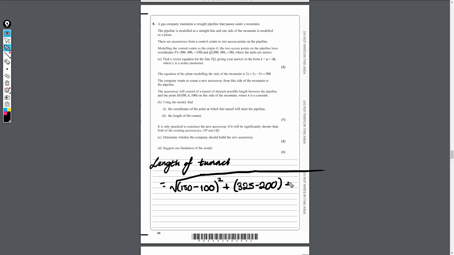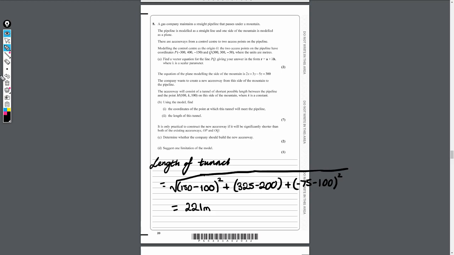And then finally plus minus 75 minus 100, all squared. Okay. Put all this on your calculator, and what you should get is 221 meters for this part here. So that's simply what you've got to do for the length of the tunnel. So it's your coordinates of where the point at which the tunnel meets the pipeline, and then you go in from the plane in essence, basically. Okay, so that's the length of the tunnel, 221 meters.